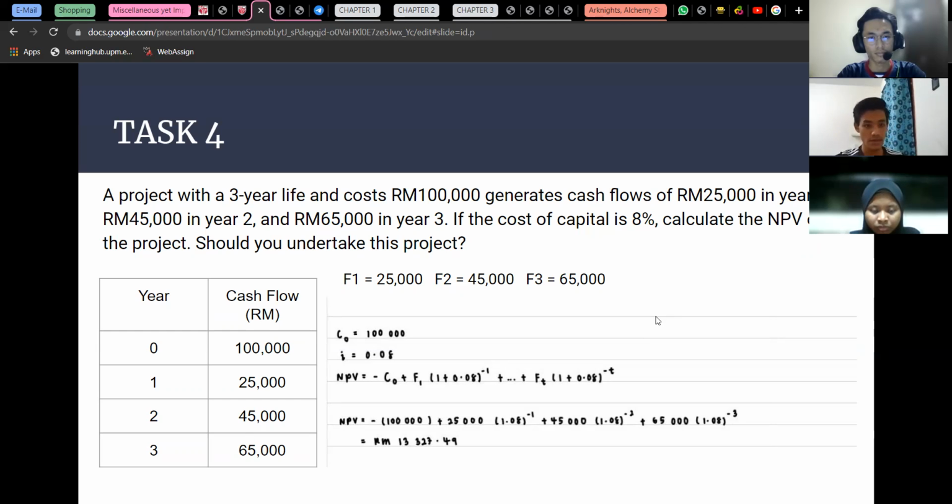So for this question, same as task 3, we just put the data into the table so we can see cash flow by year. And then we just put all the data into the NPV formula and we get 13,327.49. So since the NPV is greater than 0, so it is profitable and this project should be taken. So that's all for me.